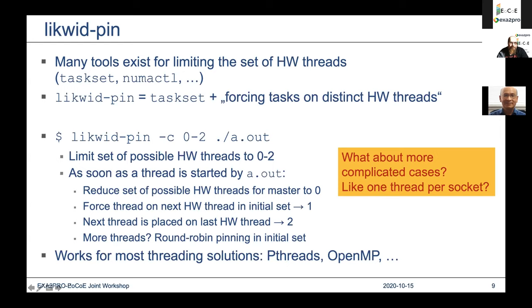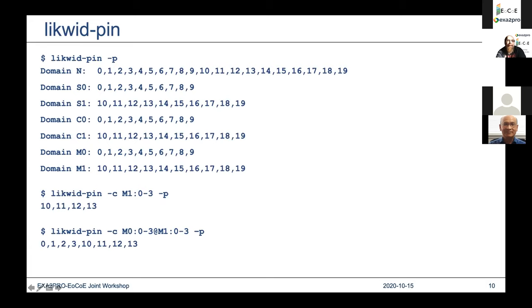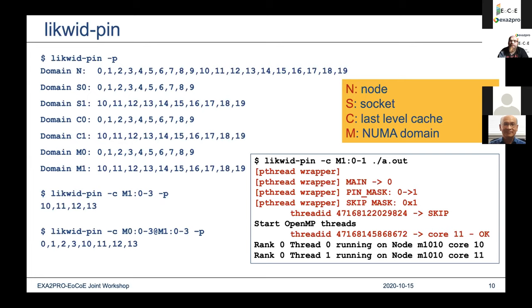If we need more complicated cases, we can use the so-called affinity domains, which are defined by LIKWID. The node domain is always there. It contains all CPU cores of the system. Then we have two domains, S0 and S1, for the sockets. These contain only the CPUs of the socket. C0, C1 is the last level cache. C for last level cache and M for the NUMA domains.